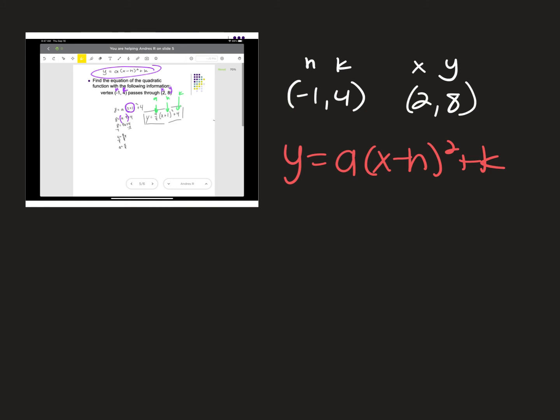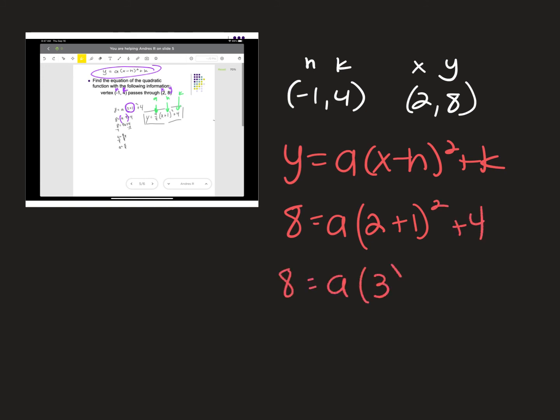Then I take and plug in. The 8 goes in place of the y, and the x gets the 2 minus a negative 1, which is plus 1, squared plus k, which is 4. I get 8 equals a times 3 squared plus 4. 8 equals a times 9 plus 4.